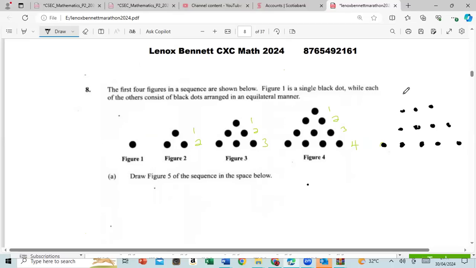Most persons got it correct, right? So this would be it. Mine didn't end up so neat, but that's not really the objective. Each time you go up, it is 1 less. So you have 5, 4, 3, 2, 1. So that's figure 5.